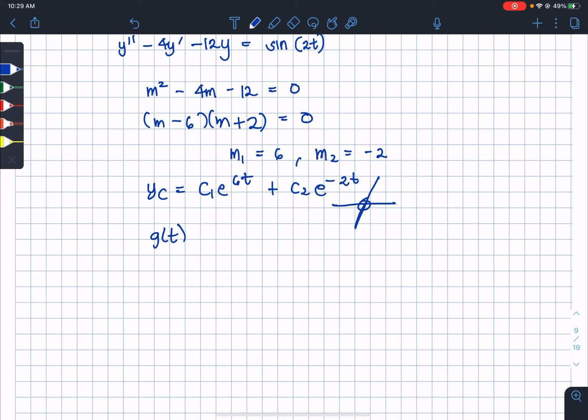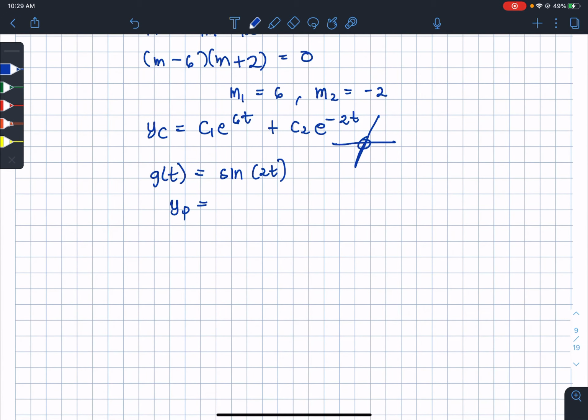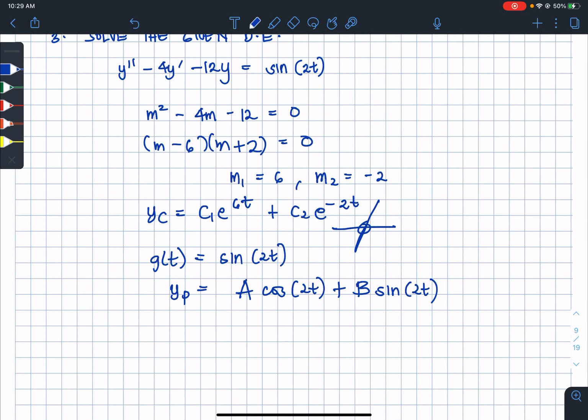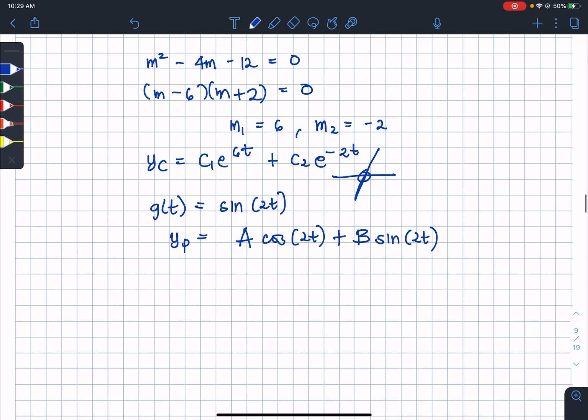Our g of t is sine of 2t. Therefore, our trial particular solution would be, again, this one comes in pair, cosine 2t and sine 2t, and we're just going to attach our undetermined coefficients a as well as b. This one falls under case 1 because no terms repeat on our complementary. These are cosine and sine, and our complementary terms are exponential functions. Therefore, that is case 1.